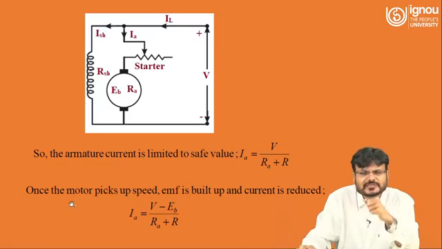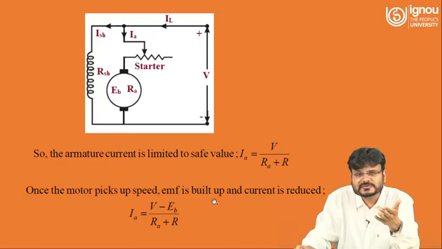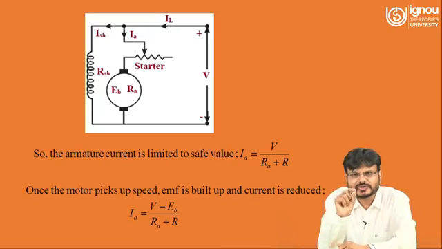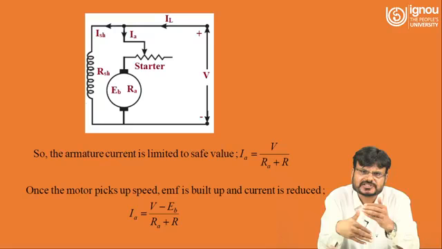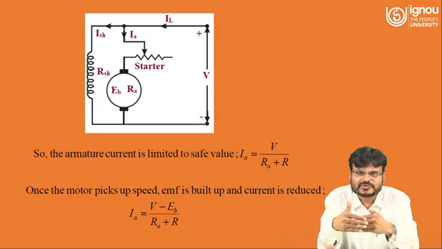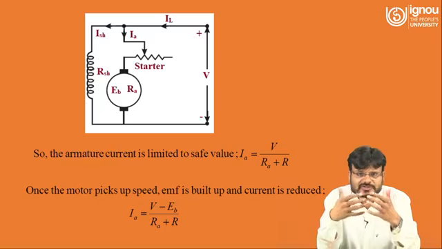So once the motor picks up the speed, the EMF is built up. How is the EMF built up? Because this EMF is directly proportional to the speed of the motor. That means EB is equal to P phi N upon 60 into Z upon A. So the back EMF is directly proportional to the speed of the motor. Now the motor is started, that means the speed of the motor is increasing, so the value of the back EMF is also increasing.